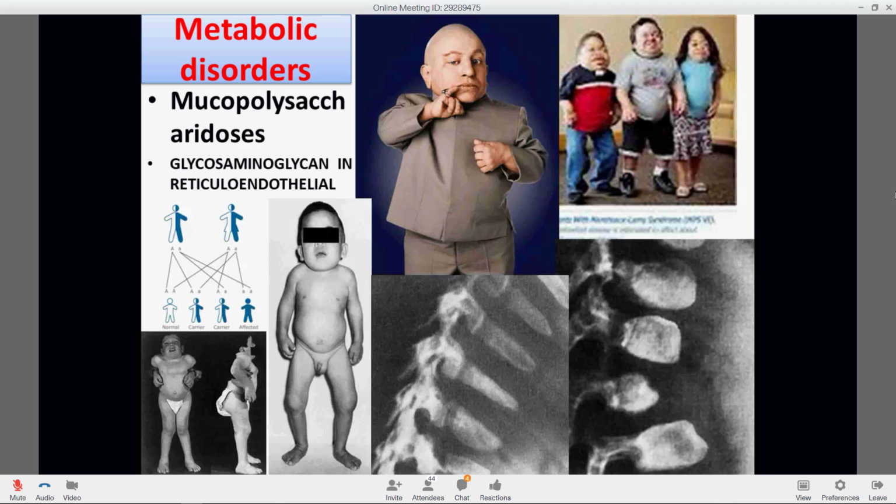Joint hyperlaxity is also another criterion, and there are many types and subtypes of this problem. Treatment is by enzyme replacement, and treatment of orthopedic problems if they cause severe symptoms.